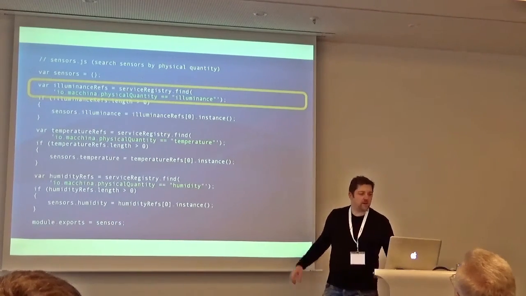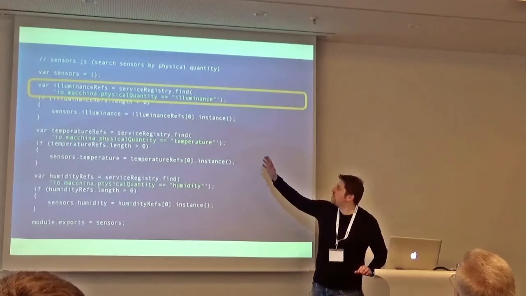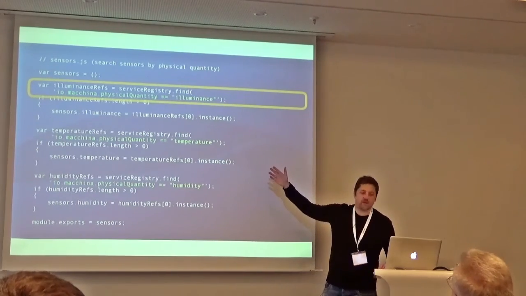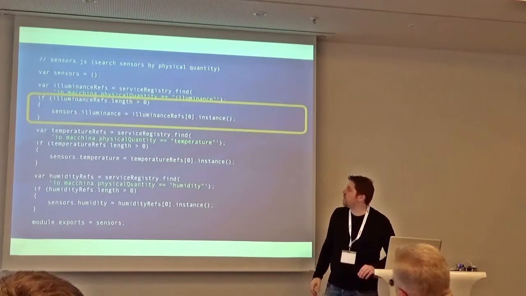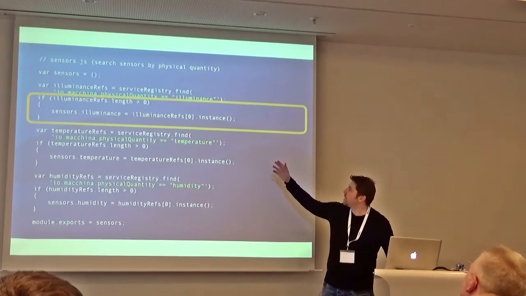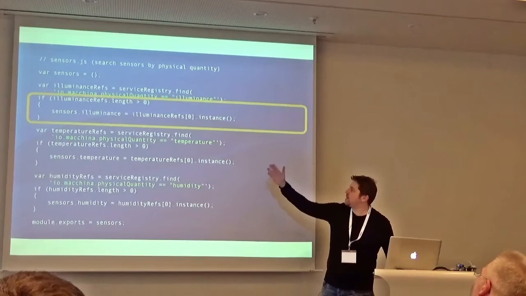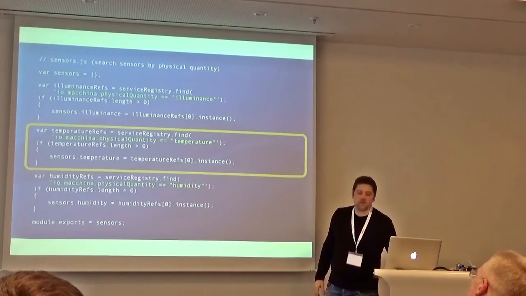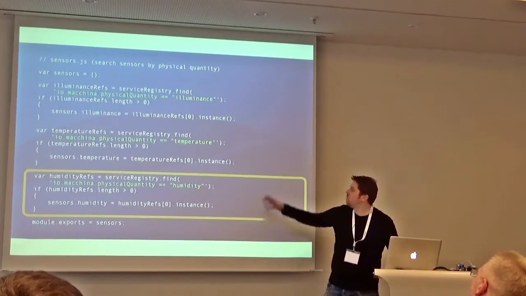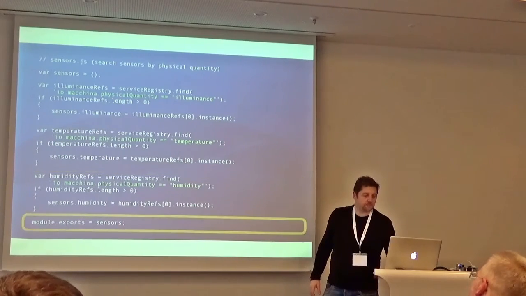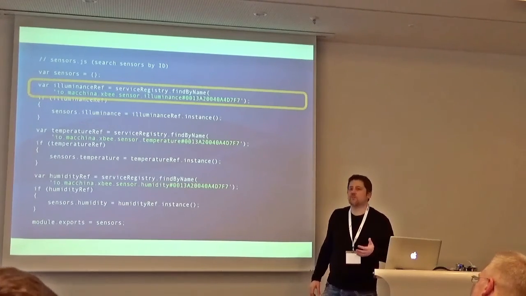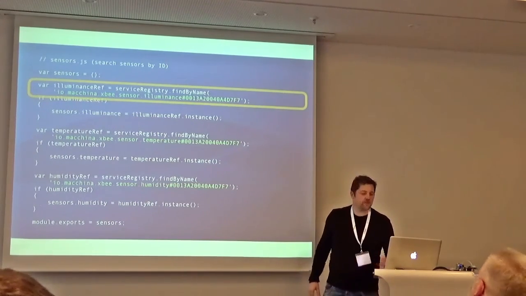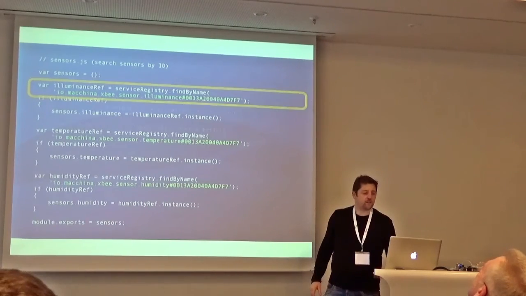And this will usually find 0 or more instances of the service, and then you can, in this case, we're just taking the first one that we find and getting the service instance and assigning it to our JavaScript object. We do the same for temperature and humidity. And there's also the possibility, if you know the specific name of a service, you can also use the find by name method to find a very specific instance.